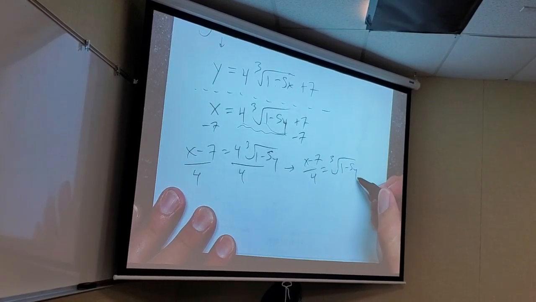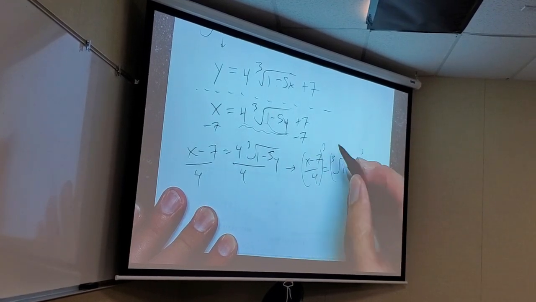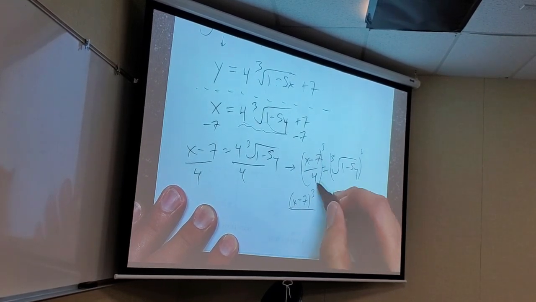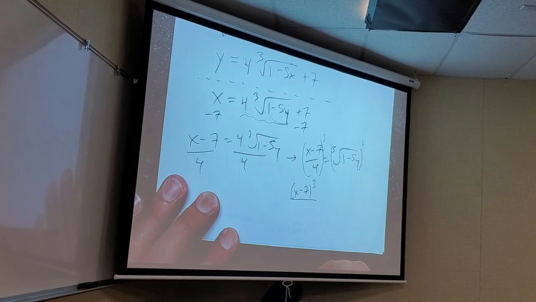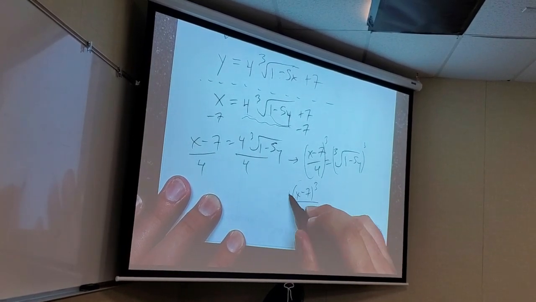Good. I'm trying to get my y by itself. It's stuck in a cube root. I'm going to cube both sides. Huge thing right now: do not cube x minus 7. But you can cube 4. Does anybody know what 4 cubed is? 64. There is no reason to multiply that out.